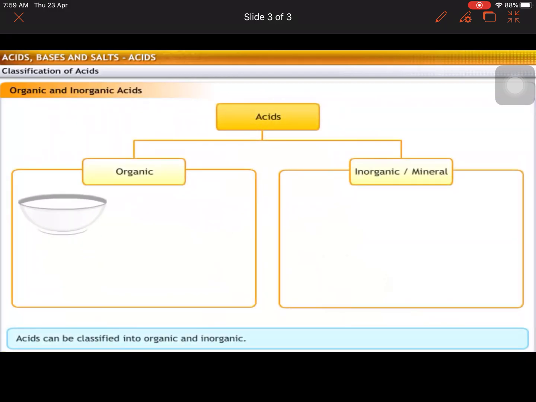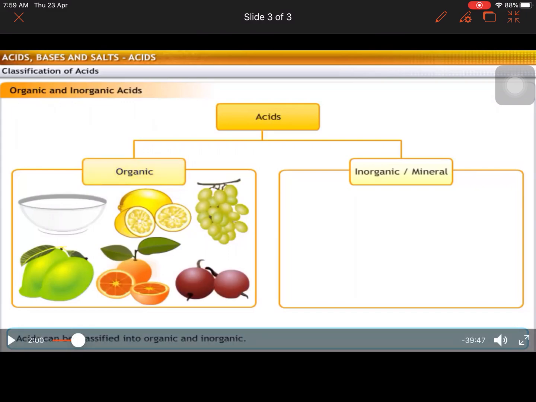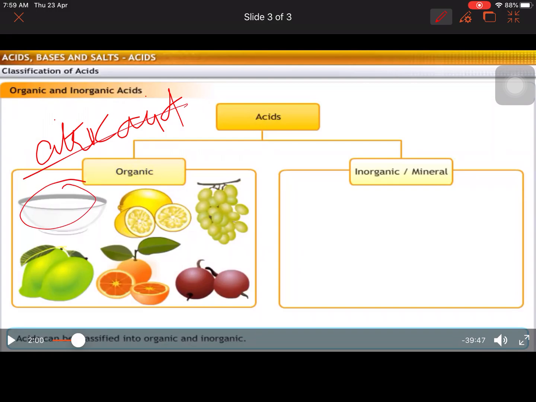Organic acids are obtained from food like curd, lemons, oranges, raw mango, citrus fruits, and gooseberry. See, when we call something citrus food, it has citric acid. The term citrus is for citric acid, and all these have citric acid. Not in curd, but in citrus fruits. The conversion of milk into lactic acid in curd is different. But these fruits all have chemical citric acid.